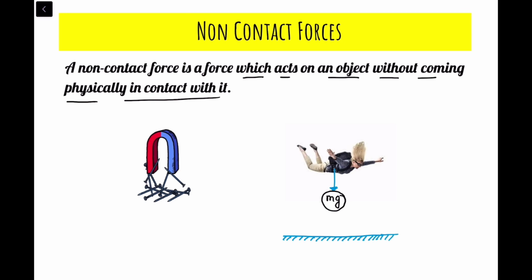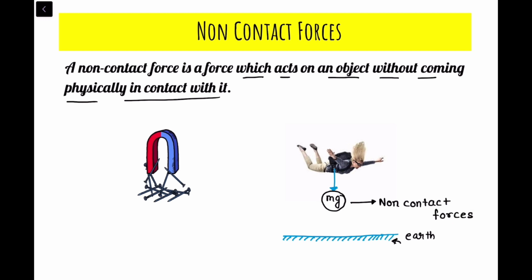Suppose this is the earth. The earth is not in contact with the woman that is falling, but it still exerts a force mg on that woman downwards. So the earth and the woman are not in contact, but still the earth is exerting a force on the woman. This force is our non-contact force. Non-contact forces don't need two surfaces to act. They can act far apart without being in contact.